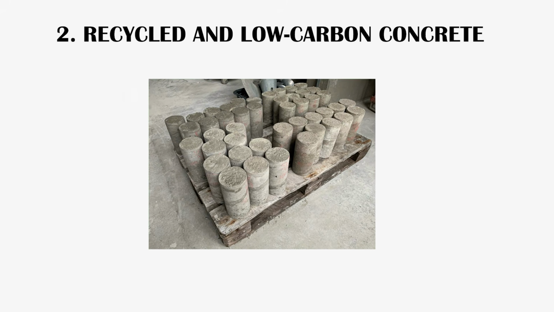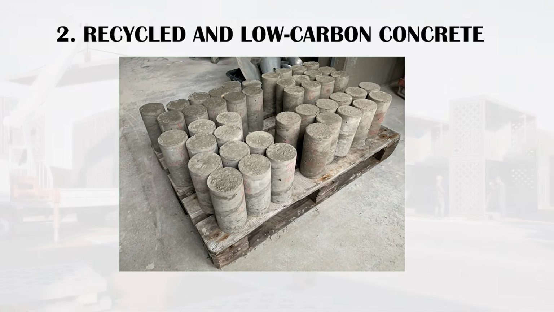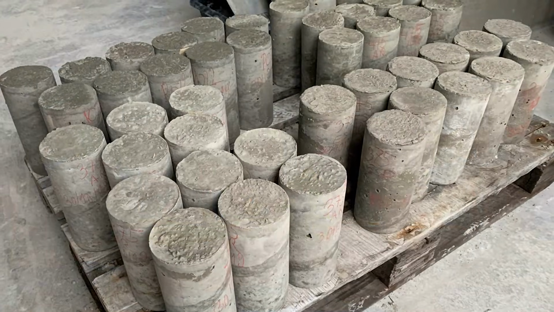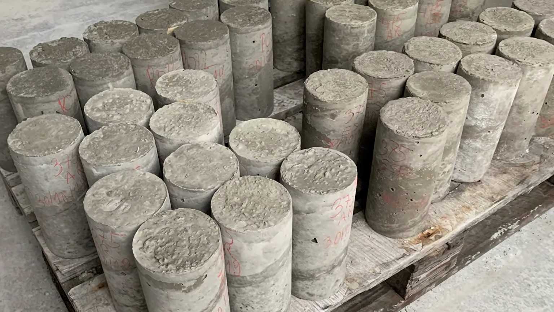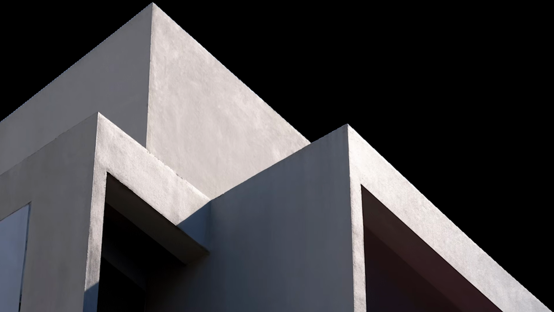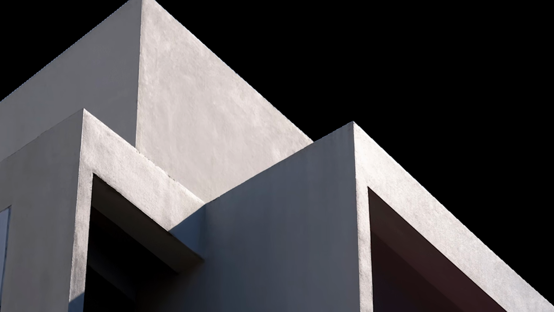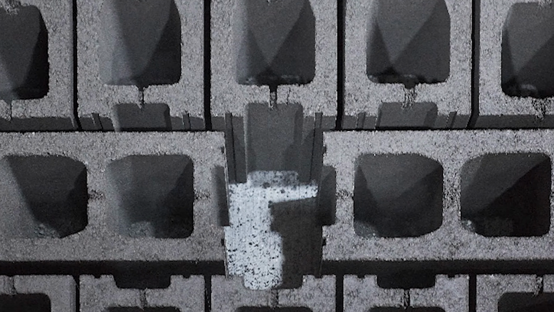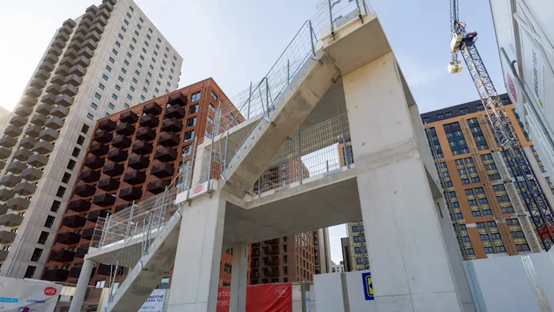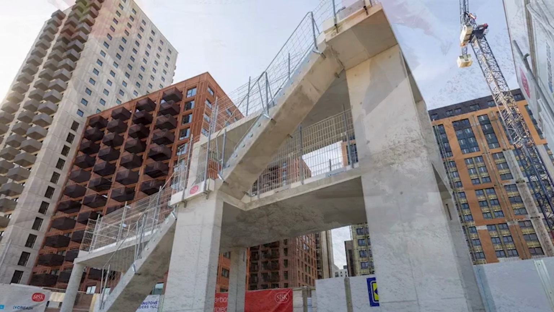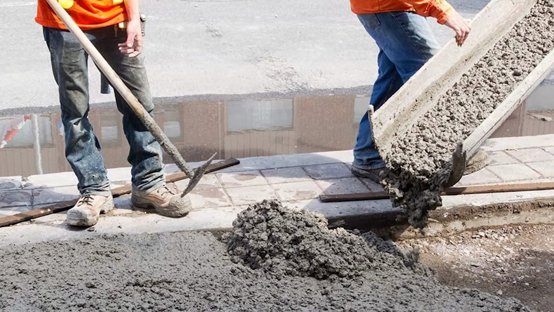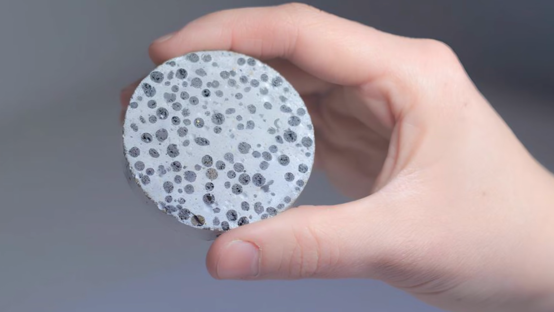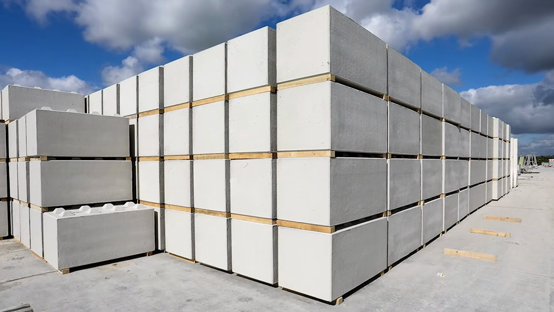On number 2, we have recycled and low carbon concrete. Concrete remains one of the most widely used construction materials in the world, but it is also one of the biggest contributors to global carbon emissions. This makes low carbon and recycled concrete solutions critically important for sustainable construction. Low carbon concrete reduces environmental impact by replacing a portion of cement with supplementary materials such as fly ash, ground granulated blast furnace slag, calcined clay, or recycled aggregates. These alternatives significantly reduce embodied carbon while maintaining structural performance.